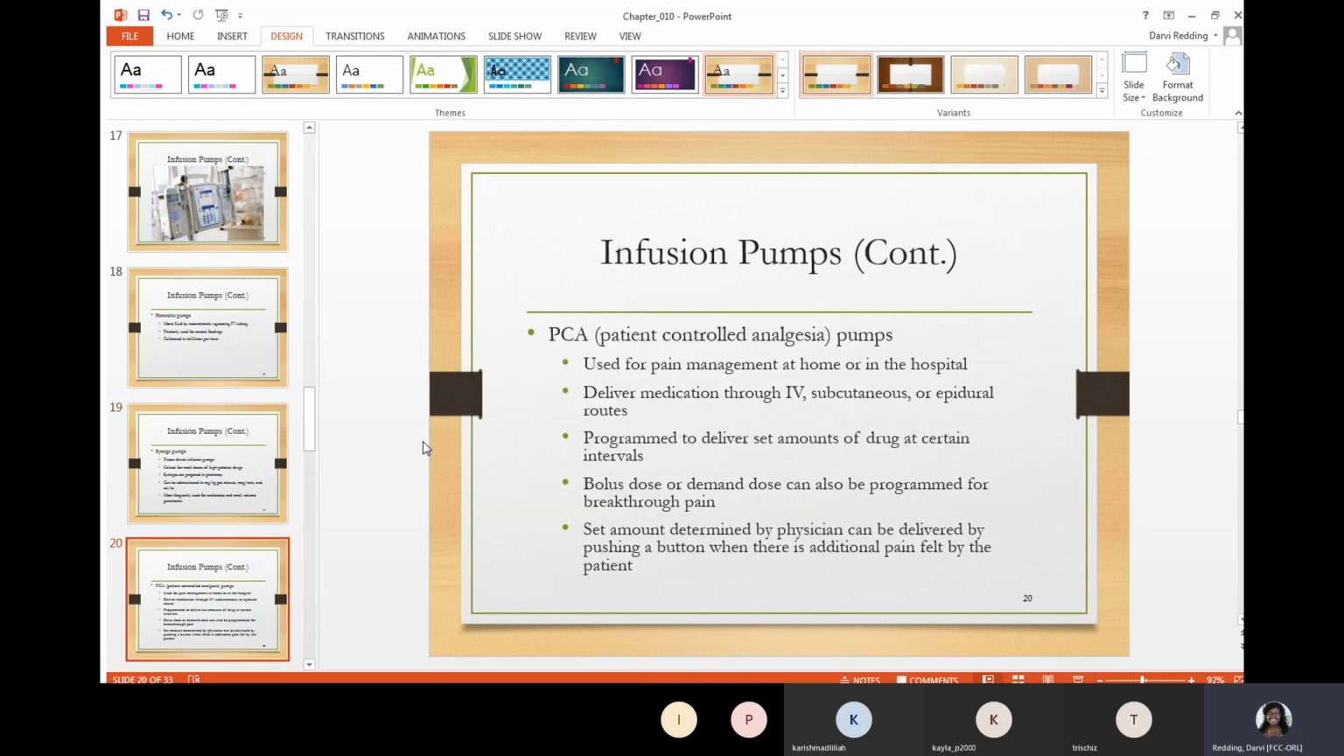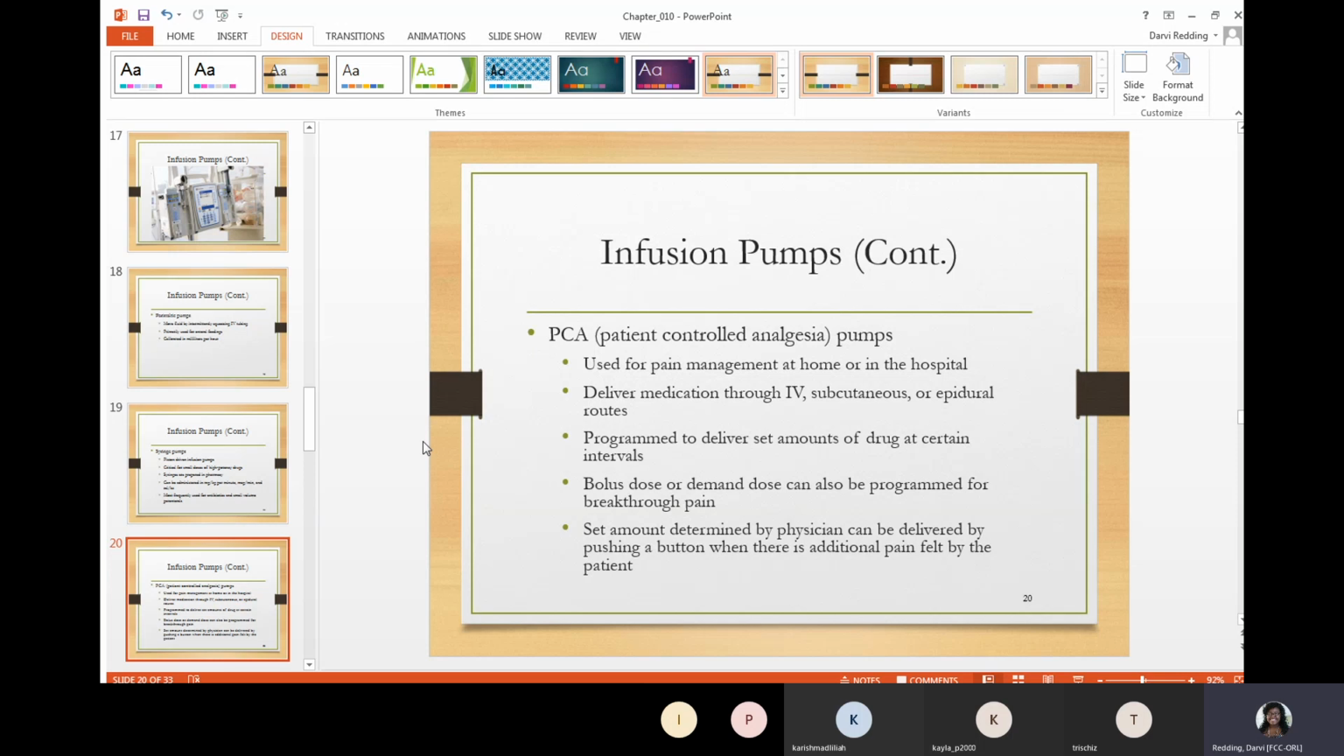So as we continue learning about infusion pumps, we'll also learn about the PCA pump. PCA stands for patient controlled analgesia. The PCA pump is used for pain management at home, or it could be used in a hospital setting. The PCA works by delivering medication through IV, subcutaneous, or epidural routes. The PCA is also programmed to deliver a set amount of drugs at certain intervals. Certain intervals could be something that's given every 8 hours, which represents 3 times a day.